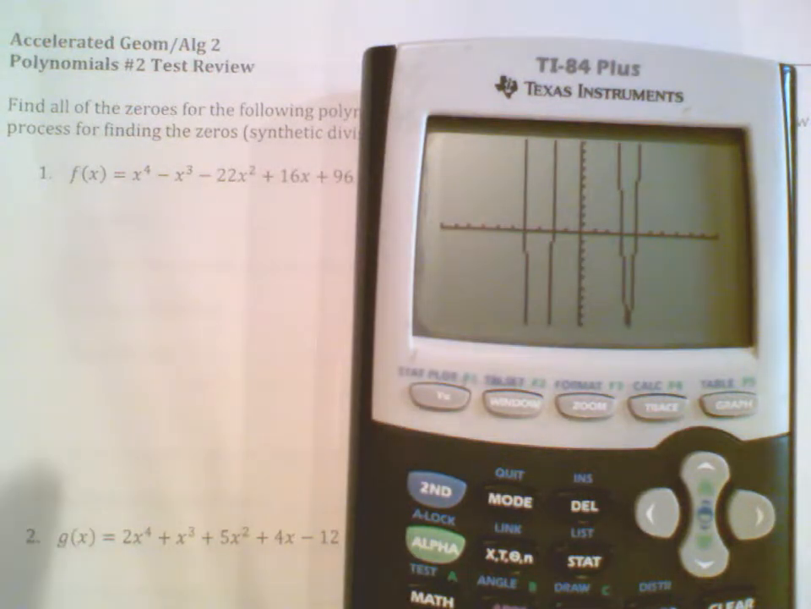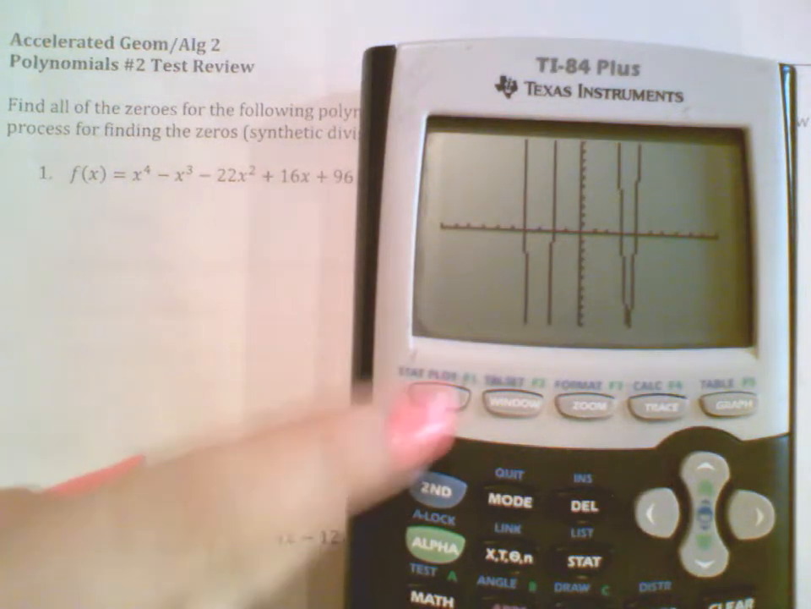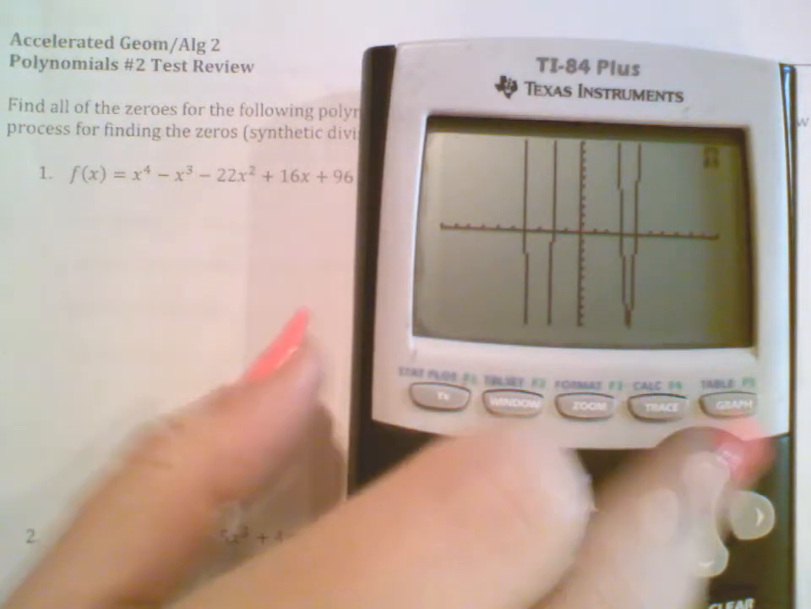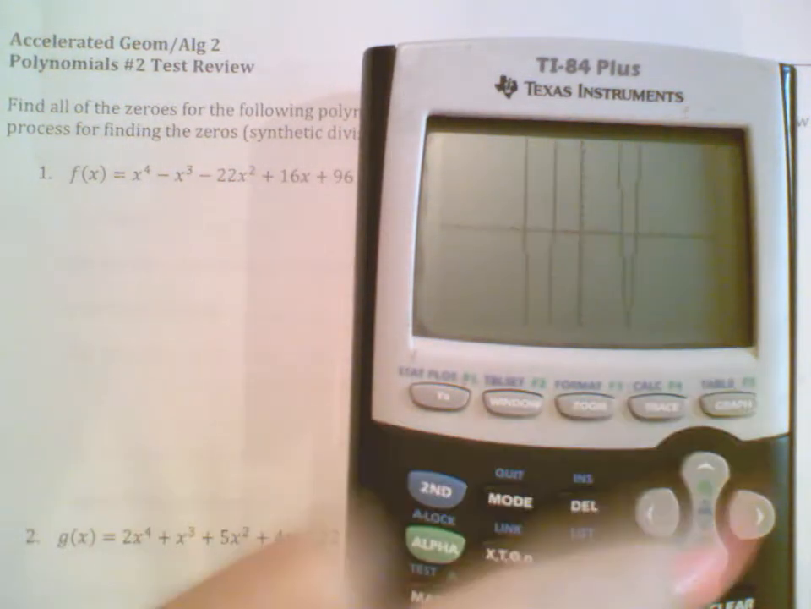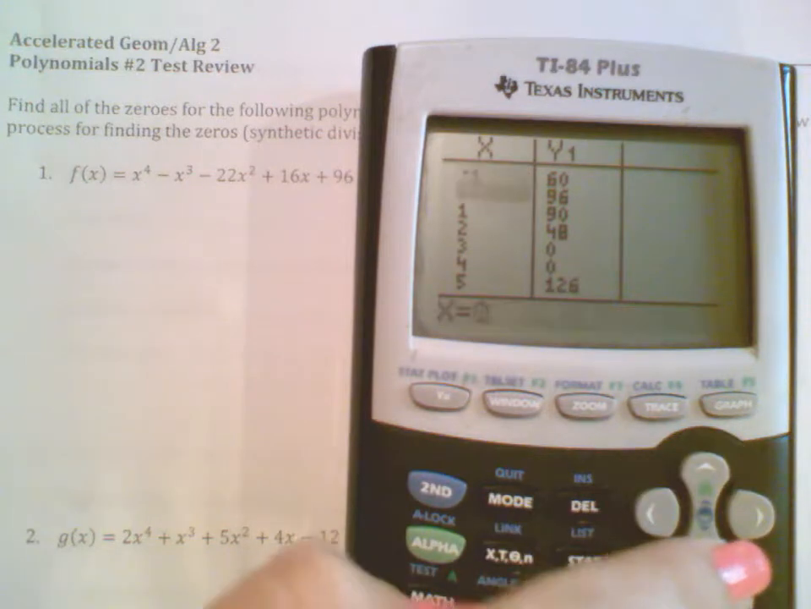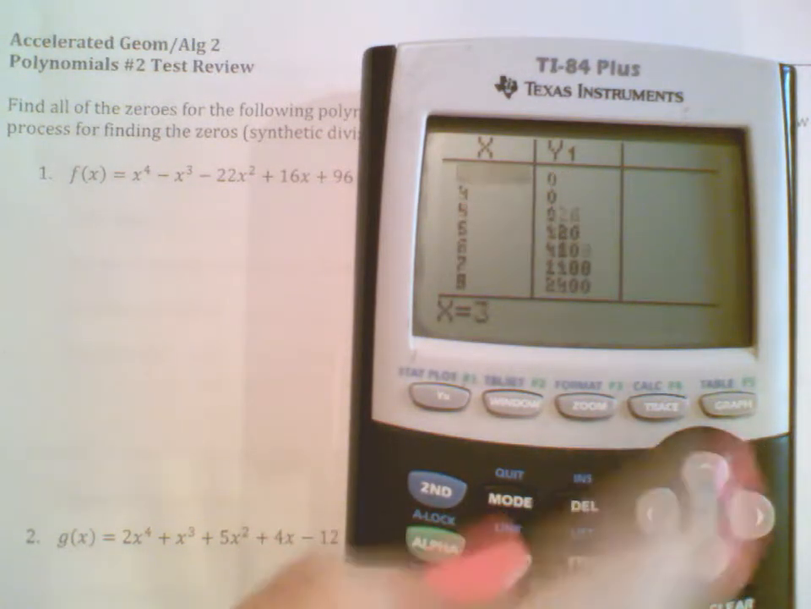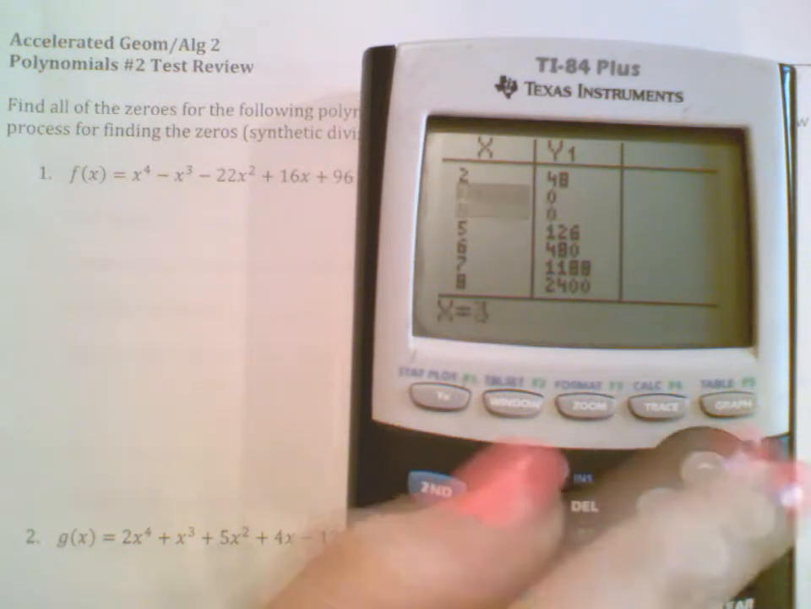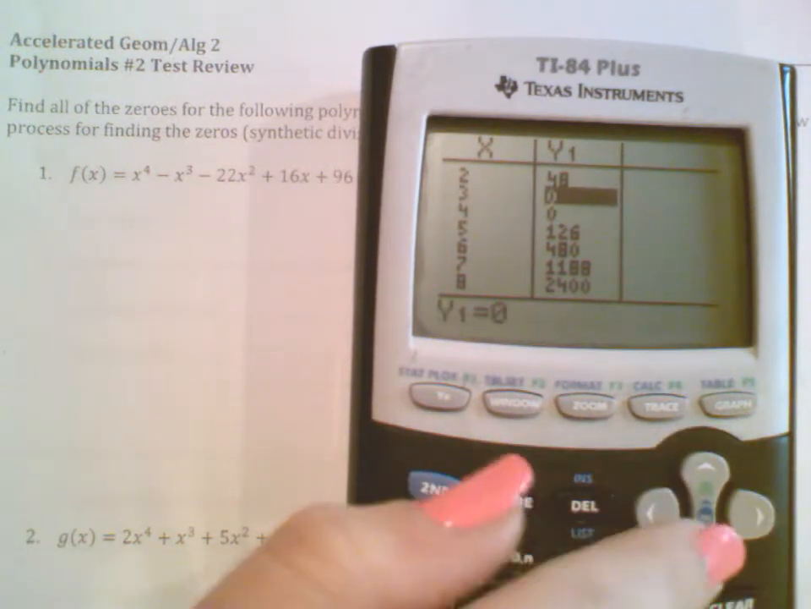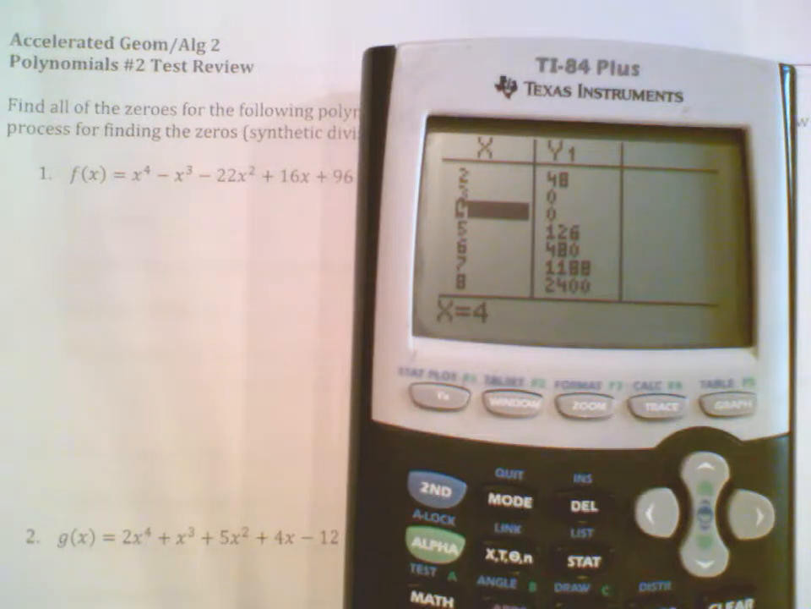There's 2 ways I can find my zeros. If my zeros are perfect whole numbers, I can press second, go to table, and I can search for them. And I'm looking for where my y is 0. So here I have 3 and 4 being 0. So I'll go ahead and use those ones.